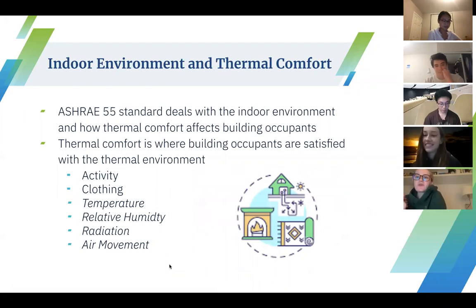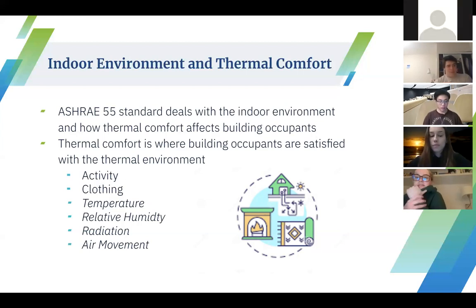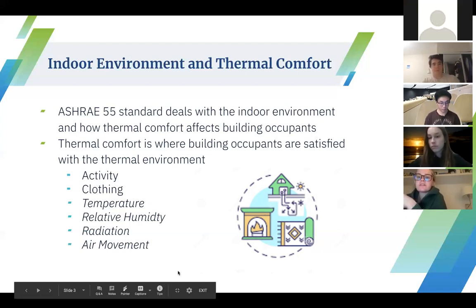So I'm just going to give a quick intro to the indoor environment and thermal comfort. The ASHRAE 55 standard deals with the indoor environment and how thermal comfort affects building occupants. Thermal comfort is where building occupants are satisfied with the thermal environment. Things that people can control are their activity and their clothing, and things that have to be designed within the building enclosure include the temperature, relative humidity, radiation, and air movement.